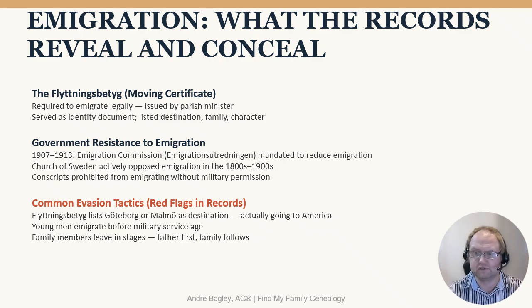There was actually an official Swedish Immigration Commission mandated by the Riksdag, the Diet, Parliament, between 1907 and 1913, trying to reduce immigration. There were a lot of people leaving by then, and that was an economic problem. By 1910, one-fifth of all Swedes had their homes in America, and both conservative and liberal interests saw this as a national crisis. The Church of Sweden itself was opposed to immigration, and they actively opposed it in the 1800s and 1900s. They gave anybody wanting to leave a really hard time.